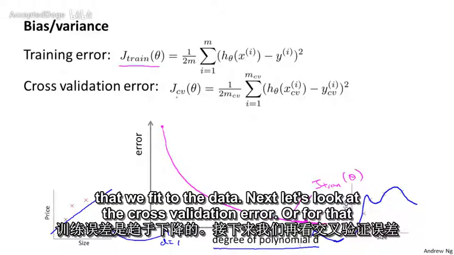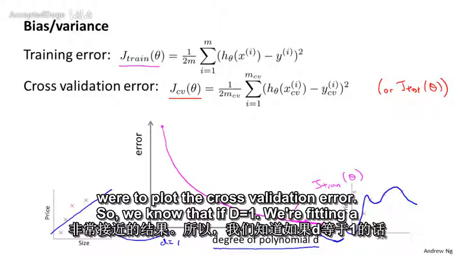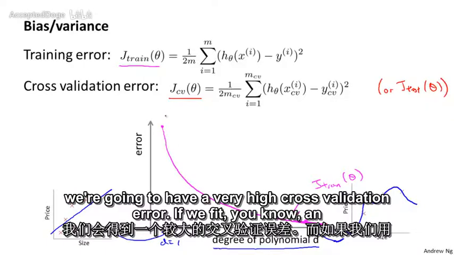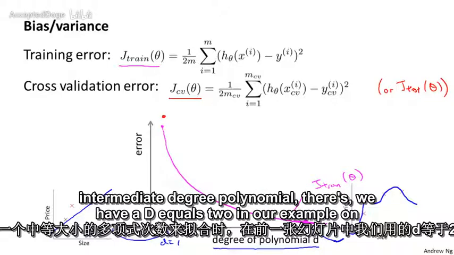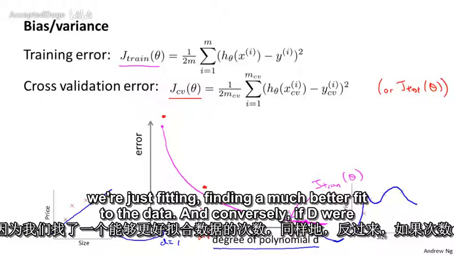Next, let's look at the cross-validation error. Or for that matter, if we look at the test set error, we'll get a pretty similar result as if we were to plot the cross-validation error. So we know that if d equals 1, we're fitting a very simple function, and so we may be underfitting the training set, and so we're going to have a very high cross-validation error. If we fit an intermediate degree polynomial, we had d equals 2 in our example in the previous slide, we're going to have a much lower cross-validation error because we're finding a much better fit to the data.